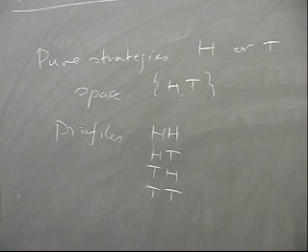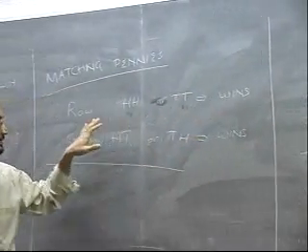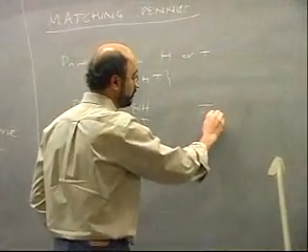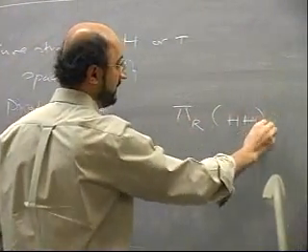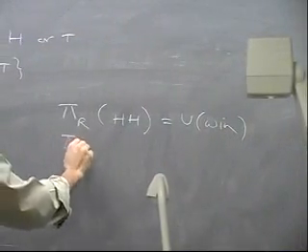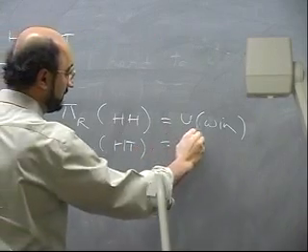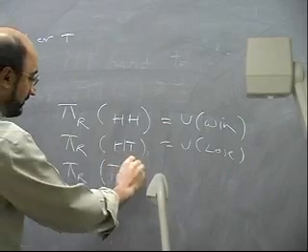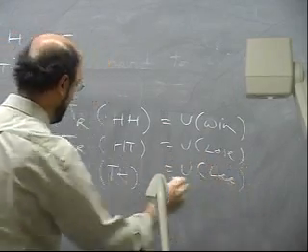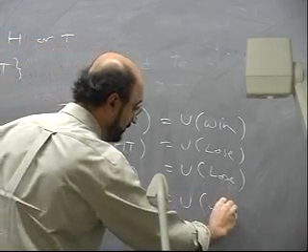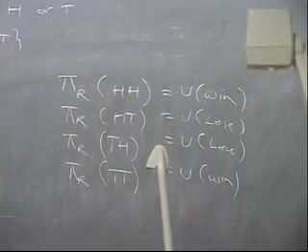And the rules of the game say that if HH comes up or TT comes up, then the row player wins. So we can write down now the payoff to the row player on HH, and that's basically utility of win. Similarly, we have the payoff to the row player of HT. That's the utility of lose, and the payoff to row of TH will be utility of lose, and the payoff to the row player of TT will be utility of win. Okay, I'm just writing it down just to show you how this works.